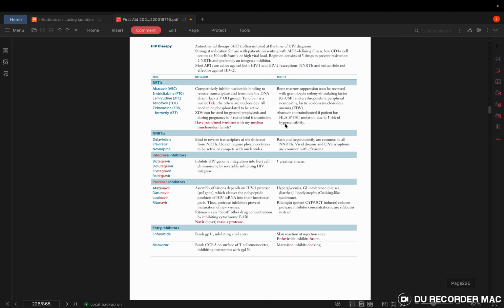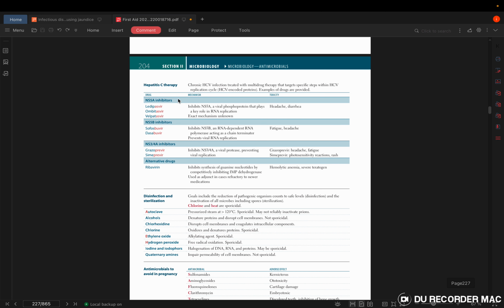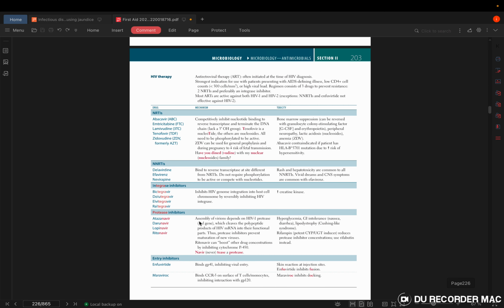And it's the last drug before the break. After the break, we'll speak about the HIV drugs. I know that there are many drugs we are going to speak about. The hepatitis C therapy, they are low yield, but I'm going to explain them anyway. And the last thing is the de-infection and antimicrobials to avoid during pregnancy, and we'll be done for the day. So see you guys in 10 minutes.